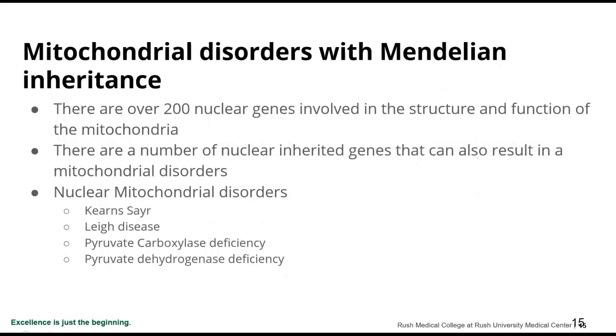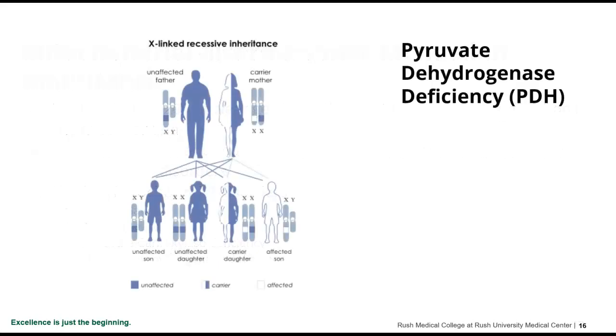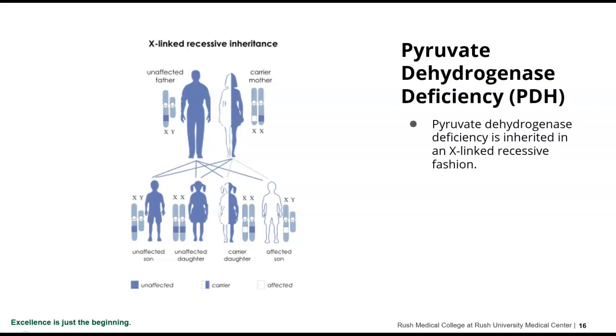So, mitochondrial disorders with Mendelian inheritance. Remember I told you there's only 30-something genes in the mitochondria, but there's 200 genes in the nuclear genome that have to do with all the functions of the mitochondria, including oxidative phosphorylation. Nuclear disorders include Kearns-Sayre, Leigh disease, pyruvate carboxylase, and pyruvate dehydrogenase deficiency. So I want to talk about pyruvate dehydrogenase and pyruvate carboxylase in a little bit more detail.